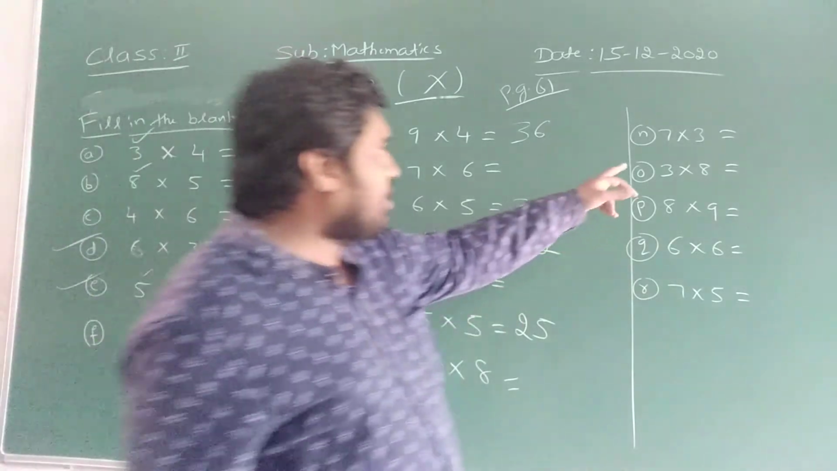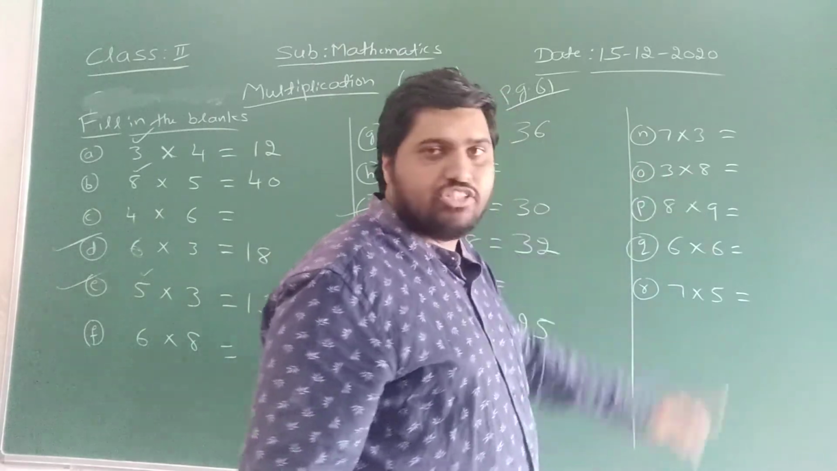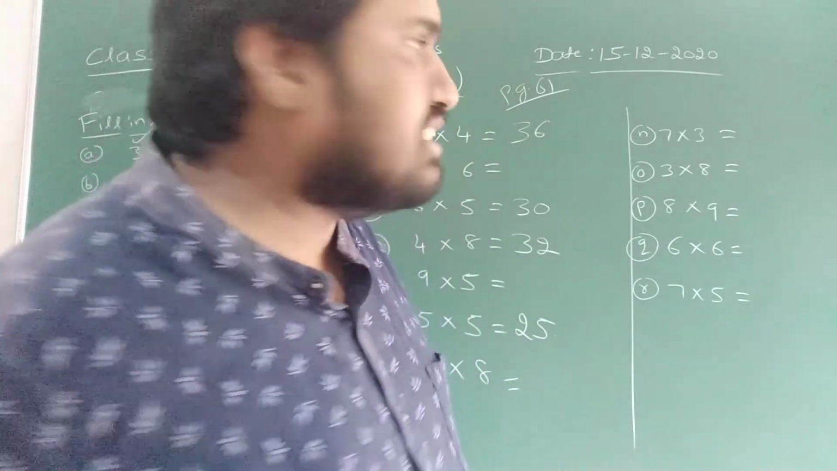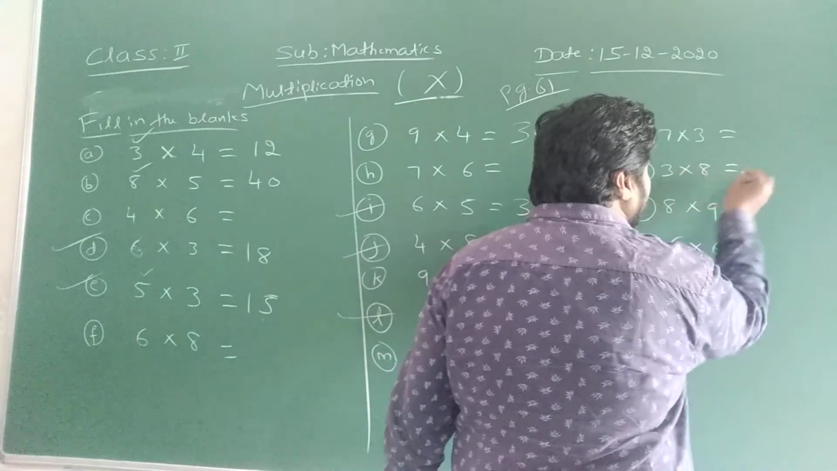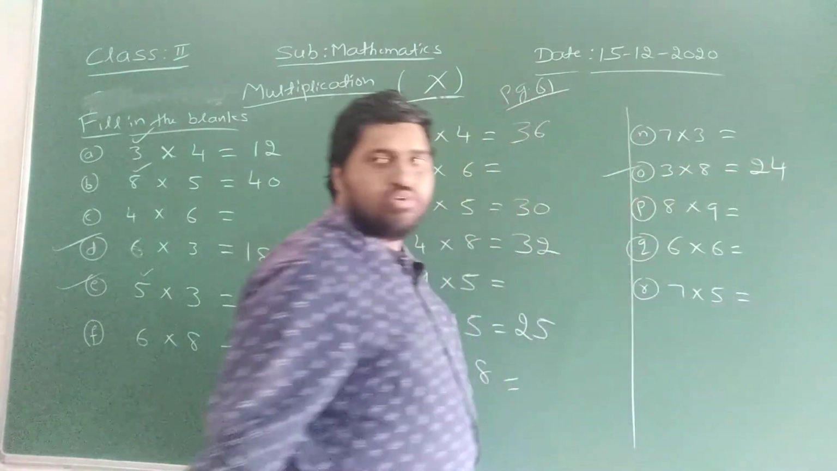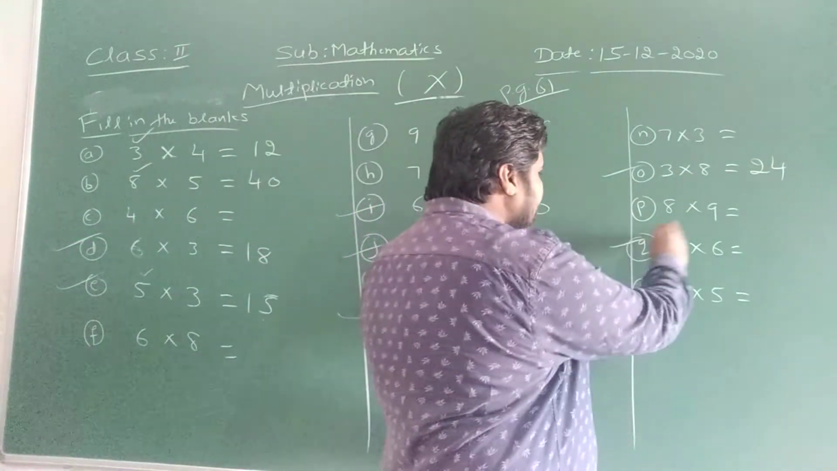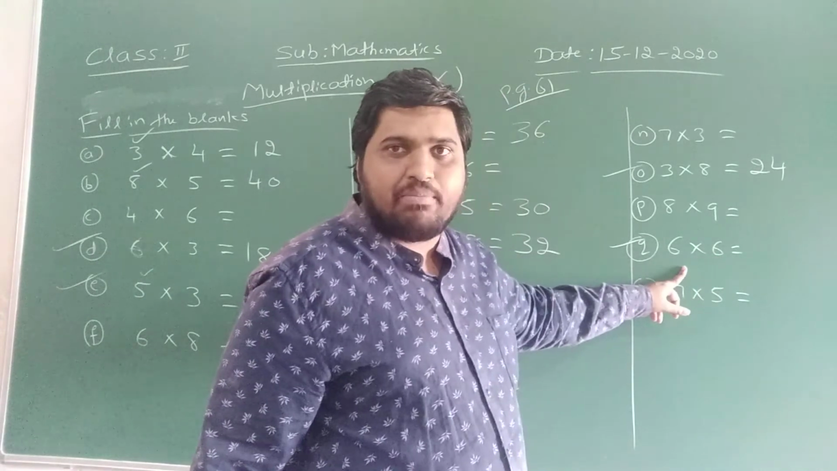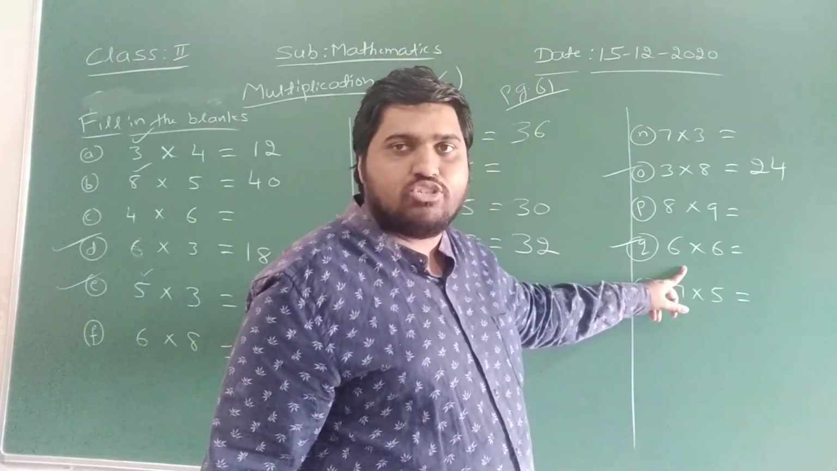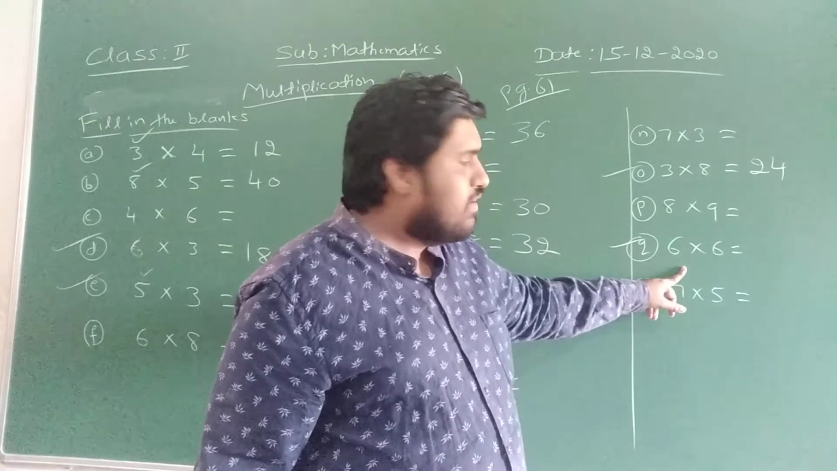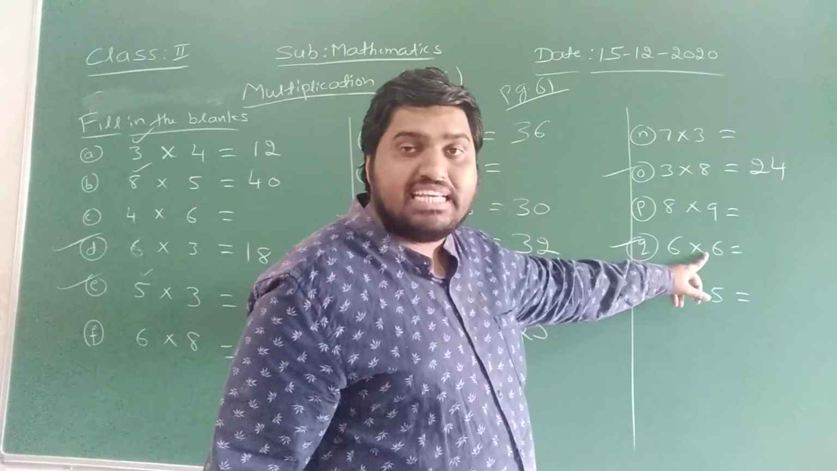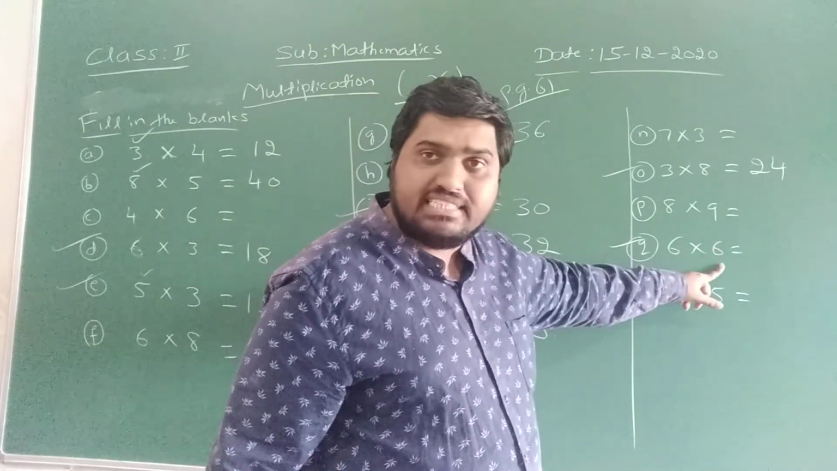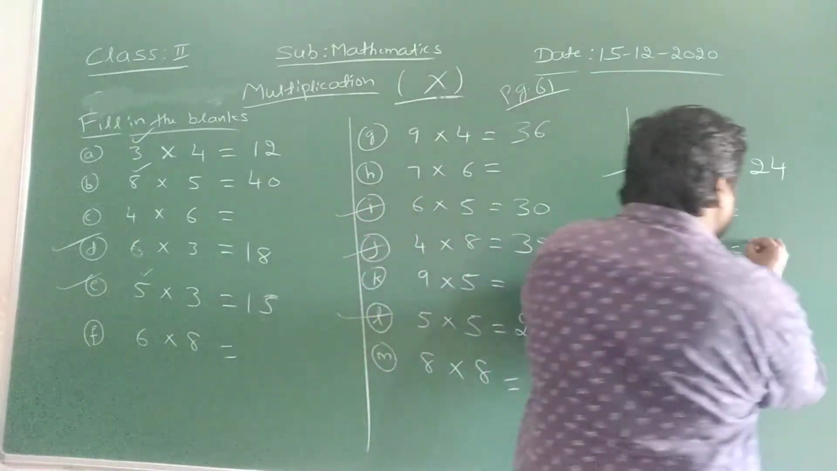Now come to this question. 3 into 8. Tell me, children, 3 into 8 is how much? 3 8s are 24. Similarly, 6 into 6. Read 6 table. 6 1s are 6, 6 2s are 12, 6 3s are 18, 6 4s are 24, 6 5s are 30, 6 6s are 36.